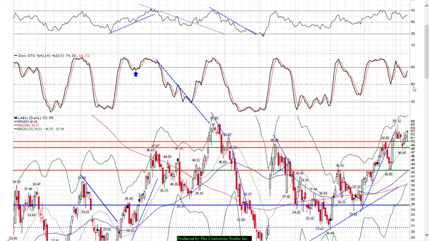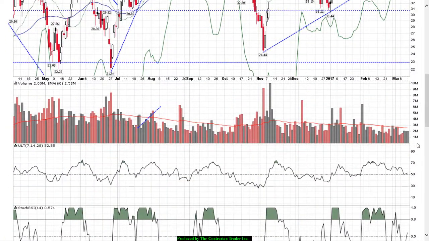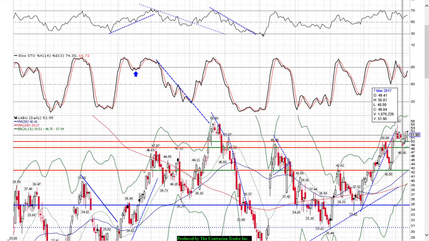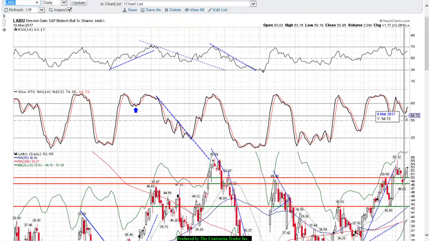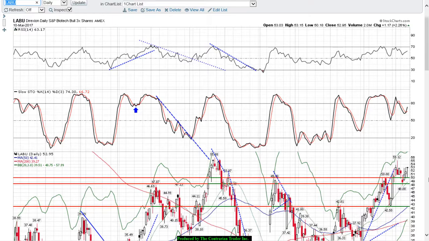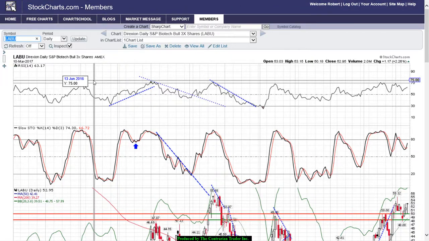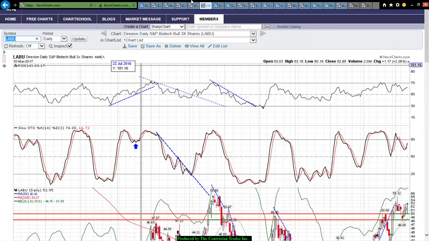Stochastics are putting in higher lows. Volume, though, was a bit muted, and it's a bit extended on MACD. That does not mean that we cannot break out this coming week. So LABU, we're very bullish on. We're looking for a breakout of this current trading range. Members, more to come. On LABU, we're extremely bullish short term.